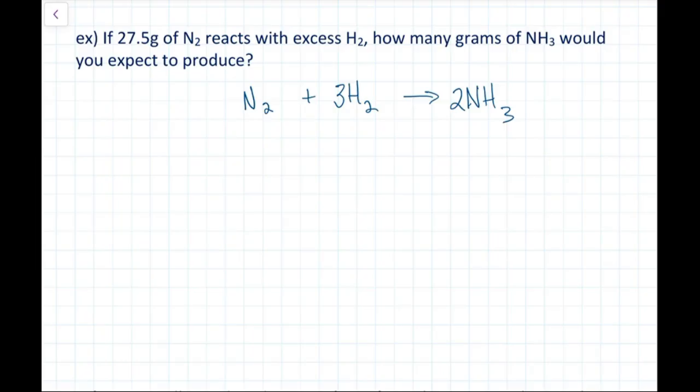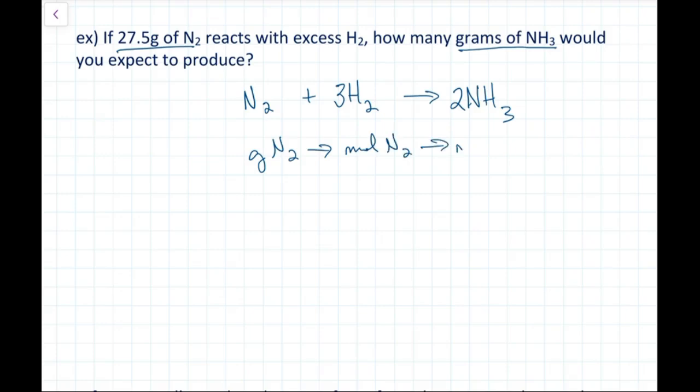The question is asking us to go from 27.5 grams of nitrogen to grams of NH3. So it's just a grams of nitrogen to moles of nitrogen to moles of NH3 to grams of NH3 problem. It should be pretty easy to set up. Let's go ahead and see if you can figure that one out on your own.